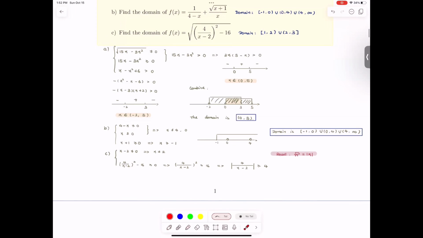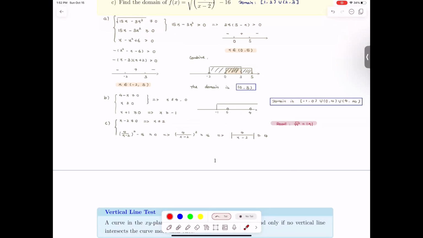Okay, so you need to discuss cases. So when it's positive, the first case, 4 over x minus 2 is greater than or equal to 4. Case 2, you have negative 4 over x minus 2 is greater than or equal to 4. You need to solve them, so I'll quickly solve them. Okay, really quick.